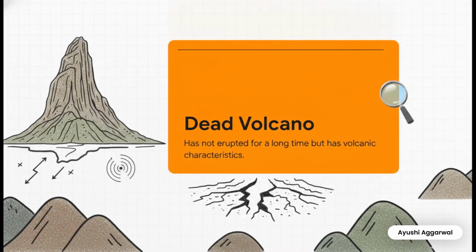And finally, we have the dead or extinct volcano. These guys haven't erupted for a very, very long time and are permanently inactive, even though they still physically look like volcanoes. The Shiprock in the Netherlands is a classic example you might spot in your question papers.